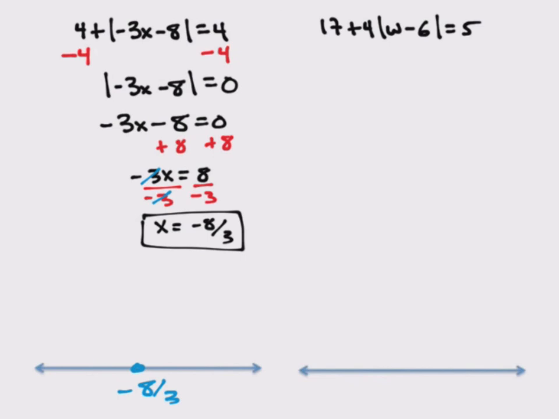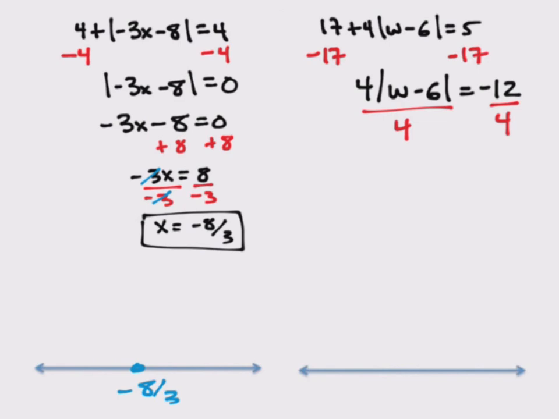All right, now for our second one. Again, first things first, we've got to isolate our absolute value. In this case, it's going to take a few more steps. So let's start by subtracting 17 from both sides. I think we end up with 4 times the absolute value of w minus 6 equals negative 12. We'll divide both sides by 4. And we end up with the absolute value of w minus 6 equals negative 3.